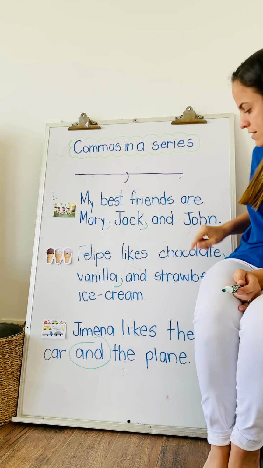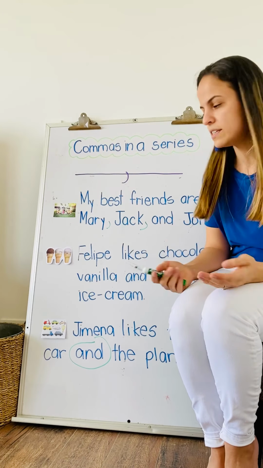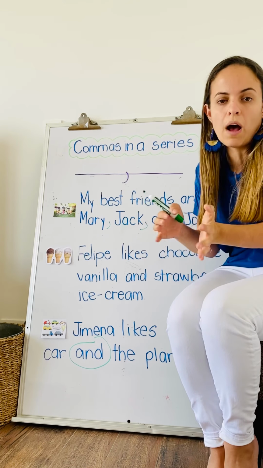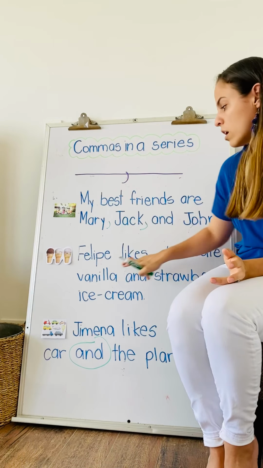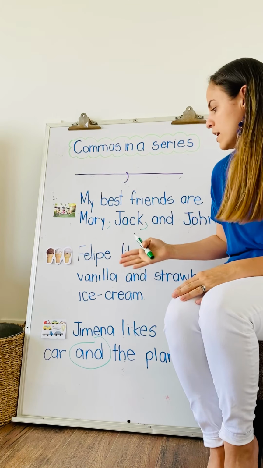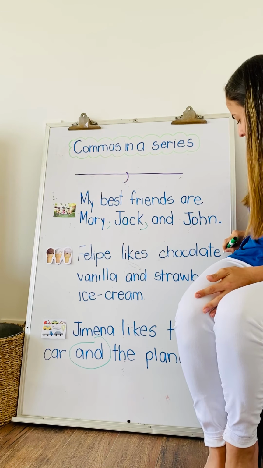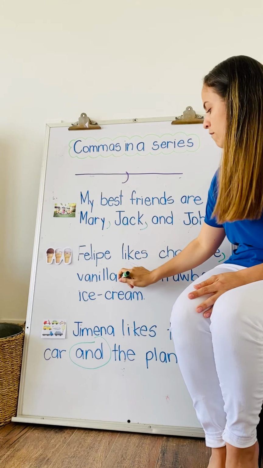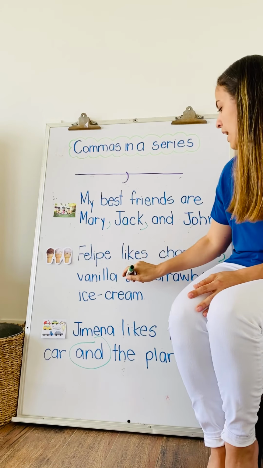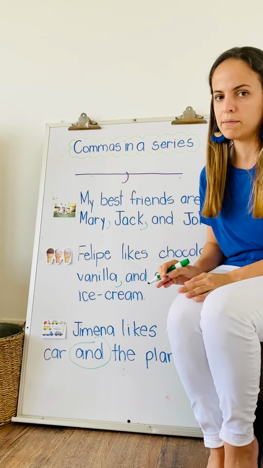What happens if I erase the commas? If I take them away? The sentence would say, Felipe likes chocolate vanilla and strawberry ice cream. I don't stop anywhere, so I'm not sure if chocolate vanilla is one flavor, because you can have it mixed together, or if they're separate flavors. So that's why I write Felipe likes chocolate, vanilla, and strawberry ice cream. Okay, it was a little crooked, my comma there.